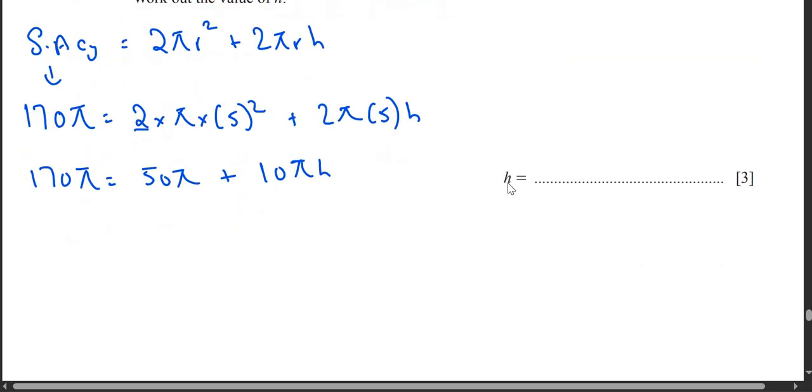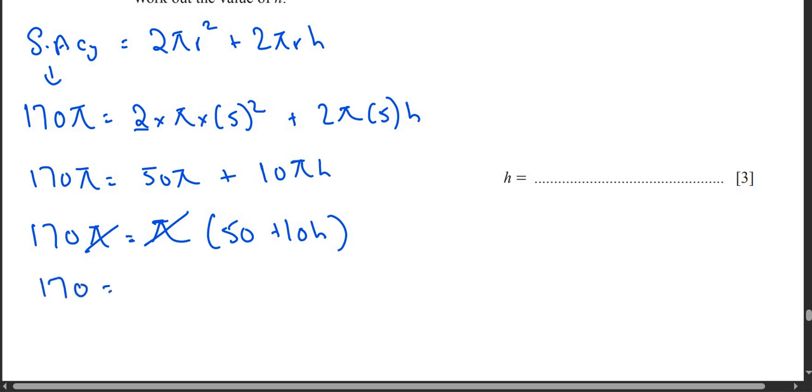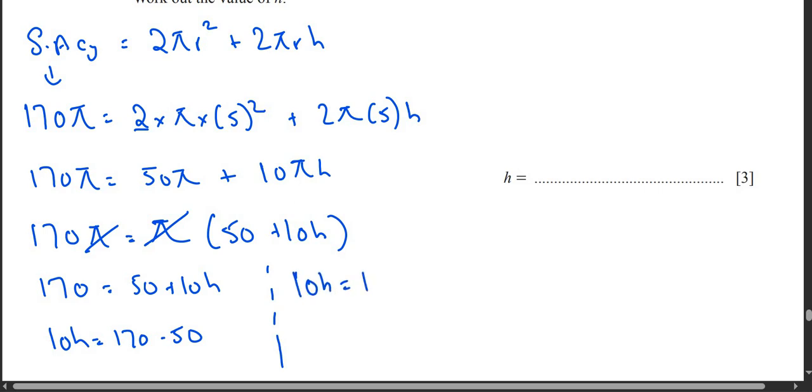Okay, guys. Now we will actually do 170 pi is equal to take pi as common. So this becomes 50 plus 10h. Pi pi cancelled. 170 is equal to 50 plus 10h. 10h is equal to 170 minus 50. 10h is equal to 120. h is equal to 120 divided by 10. h is equal to 12. So the height is 12.